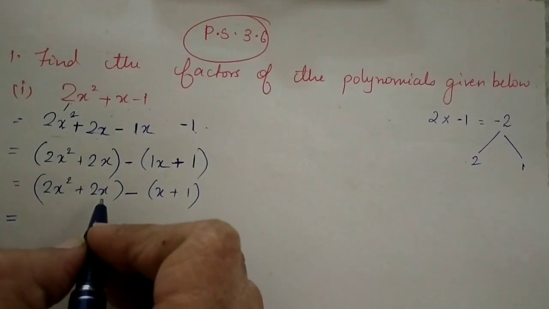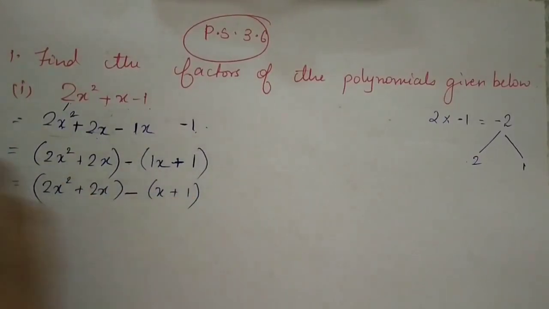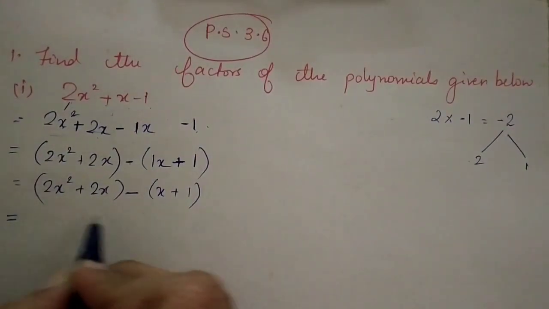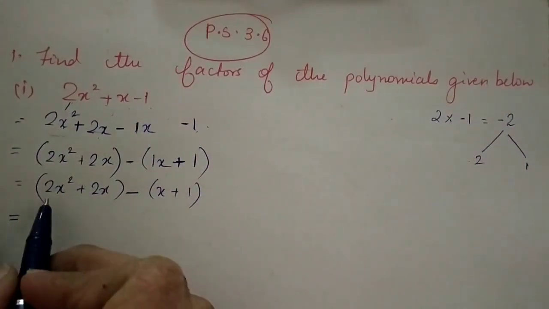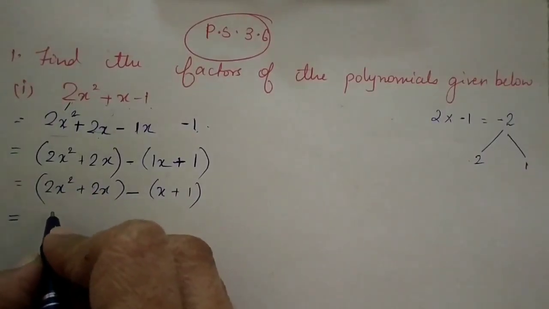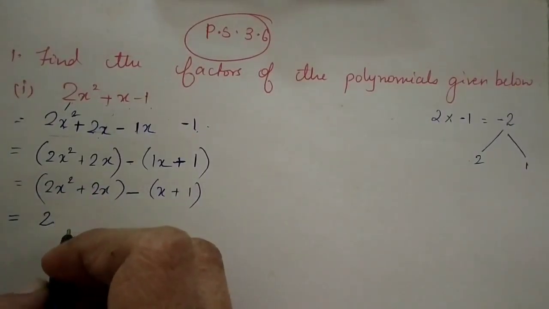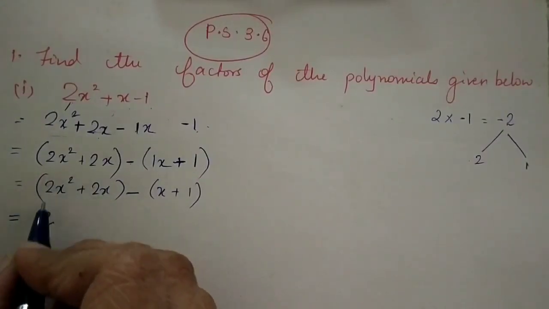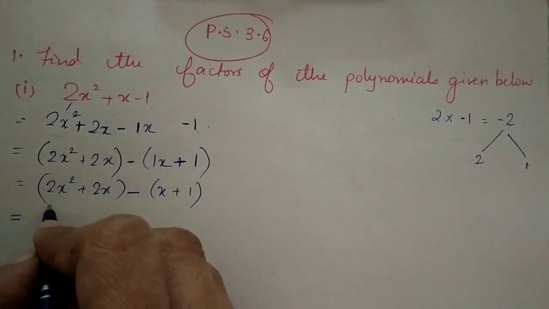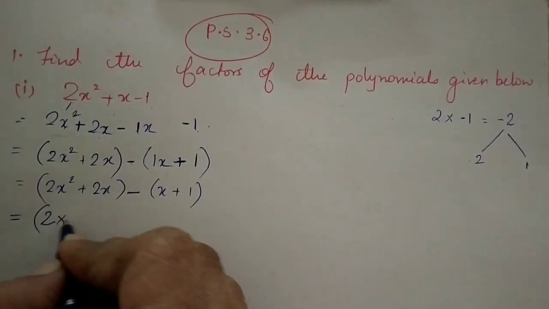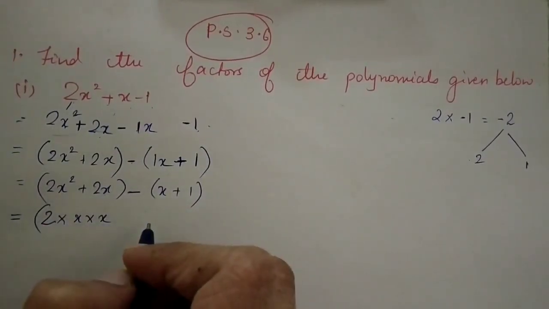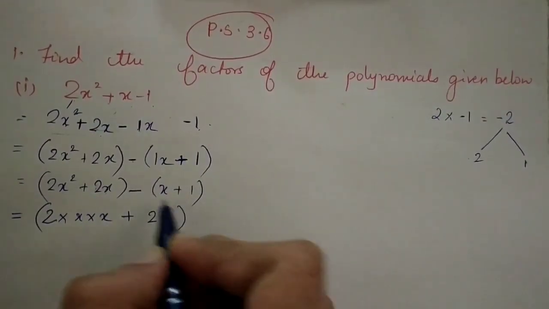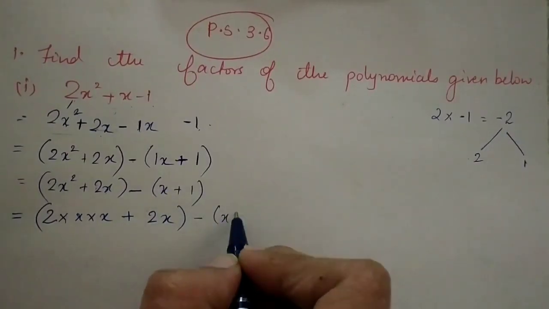Now I will try to find what is common in this. First of all, I look for what is common in the numbers. In the numbers there is 2 which is common, which I write outside. And out of x square and x, x is common. See, I cannot take x square outside, so I'll express it in a proper way. 2x square can be written as 2 into x, correct? Plus 2x can be written as 2 and x, right? Here minus, there is nothing common here, we write it as it is.